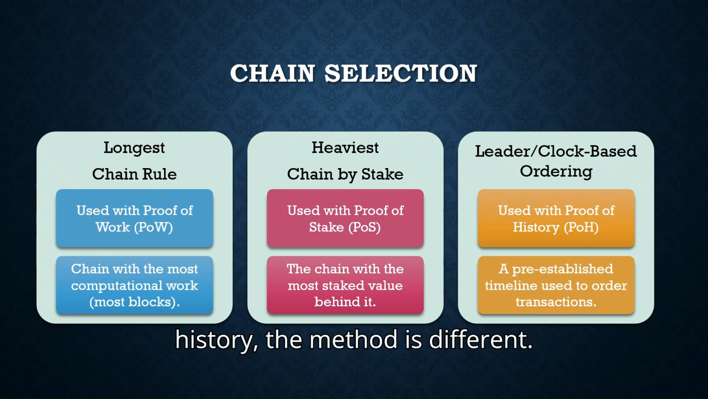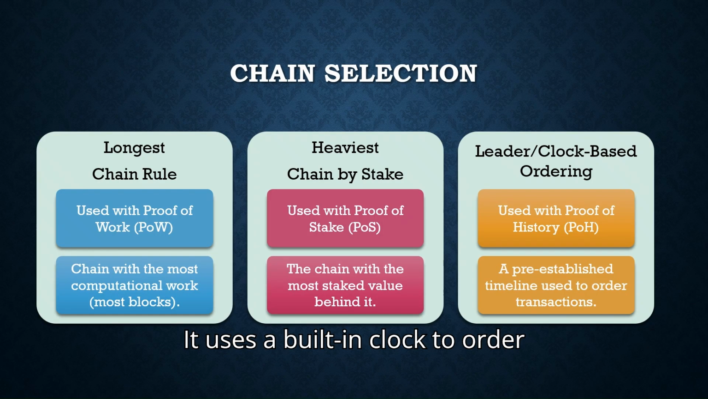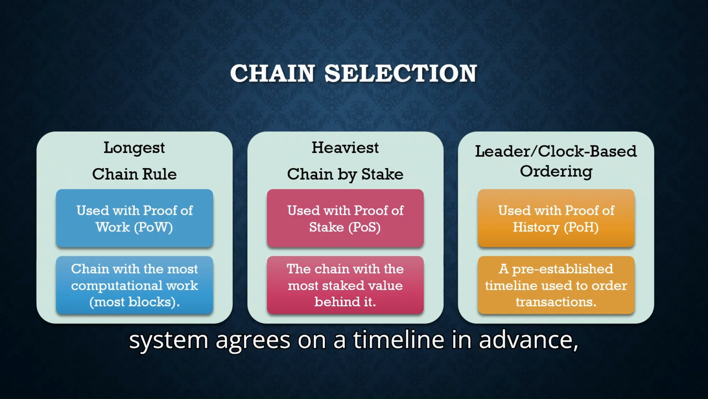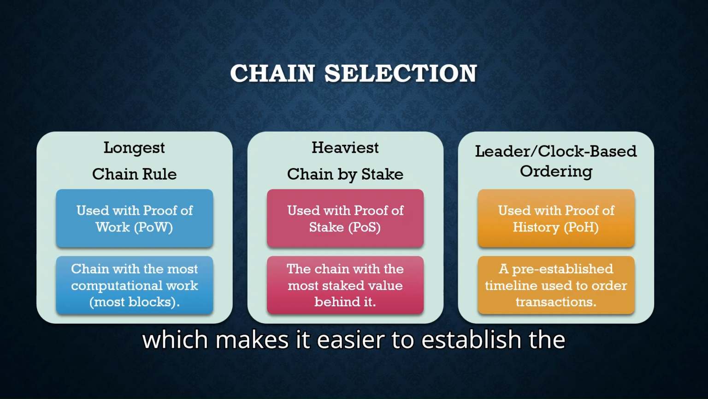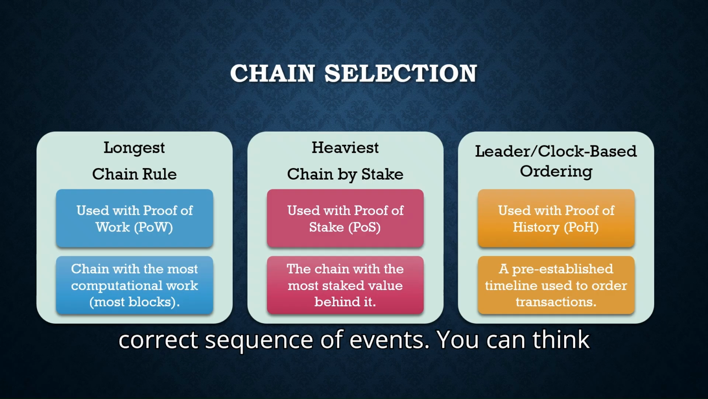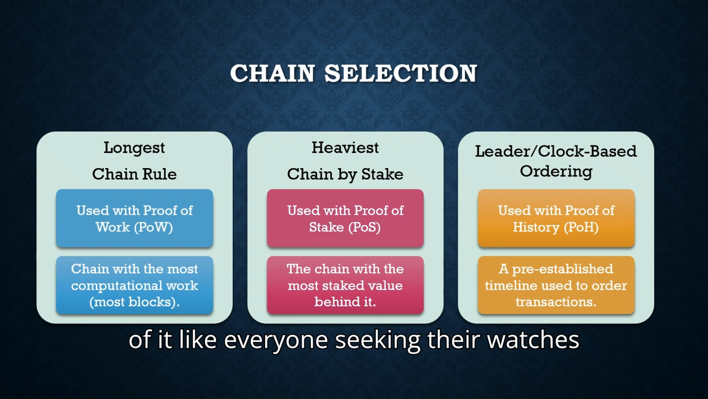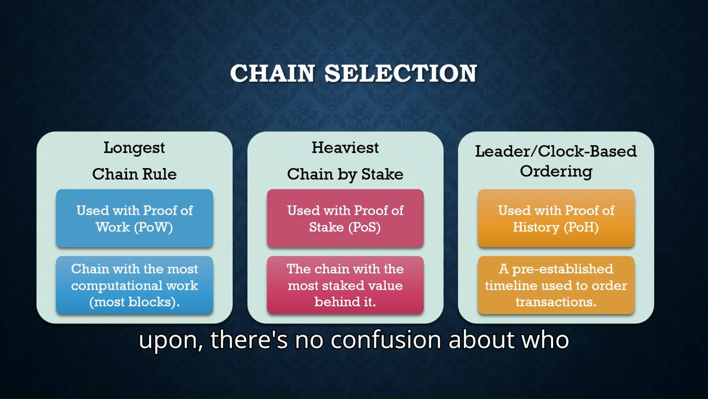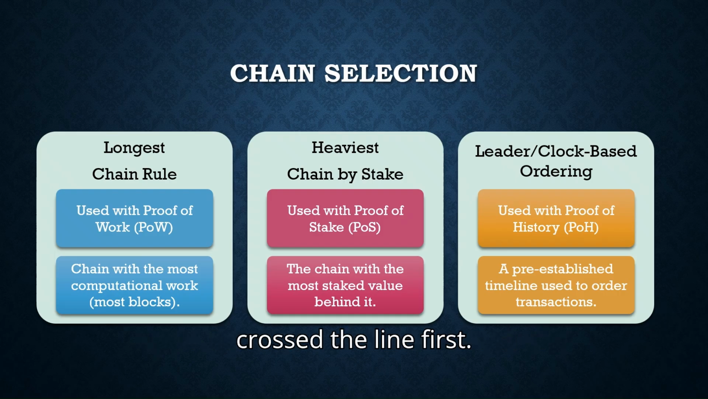With proof of history, the method is different. It uses a built-in clock to order transactions, so there isn't really a longest chain competition. Instead, the system agrees on a timeline in advance, which makes it easier to establish the correct sequence of events. You can think of it like everyone syncing their watches before a race. Since time is agreed upon, there's no confusion about who crossed the line first.